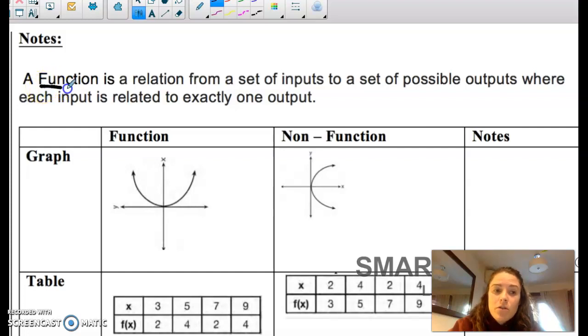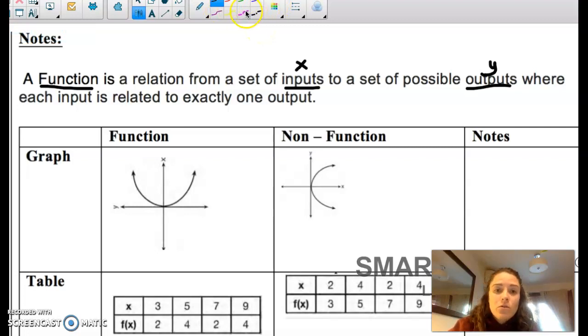Okay, so a function is a relation in which a set of inputs, so inputs are my x values, to a set of possible outputs, which are my y values, where each input is related to exactly one output. So each input can only have one output. Each x can only go with one y.